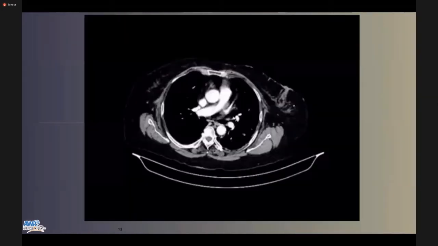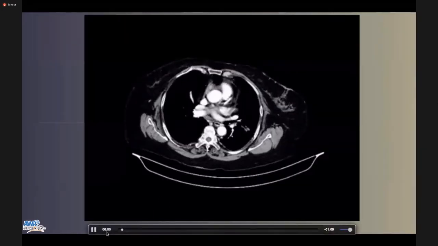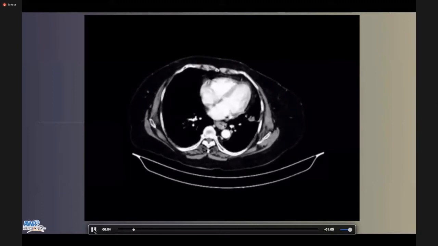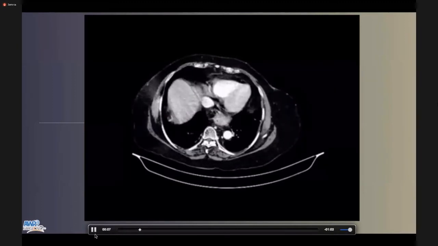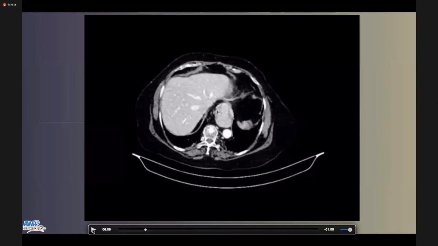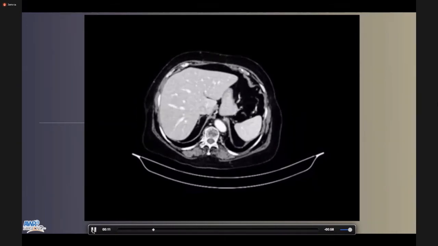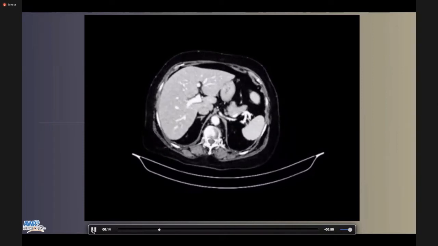So we see these images of the wavy lines. Now you see that anteriorly as well as posteriorly, you can now see the dome of the diaphragm. And if you trace it, you can actually see the entire structure of the diaphragm here.